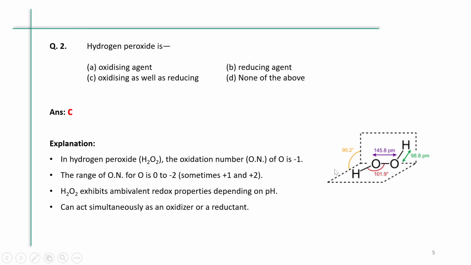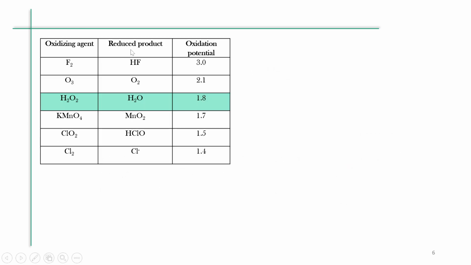So this is the structure in the gaseous phase. Now this is the oxidizing potential of strongly oxidizing agents. From here we can see hydrogen peroxide is a stronger oxidizing agent even than KMnO4, ClO2 (chlorine dioxide), and Cl2. But there are stronger oxidizing agents also, like ozone and F2.